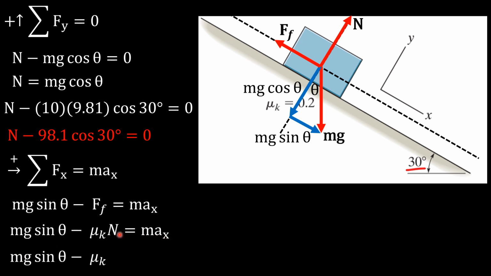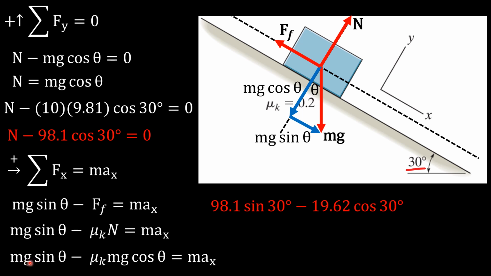And here we will replace n with the n that we found, mg cosine theta. And here we will plug in the given values and use our calculator to find them. For example, 10 times 9.81 will be 98.1, and that will give us our acceleration in the x direction.